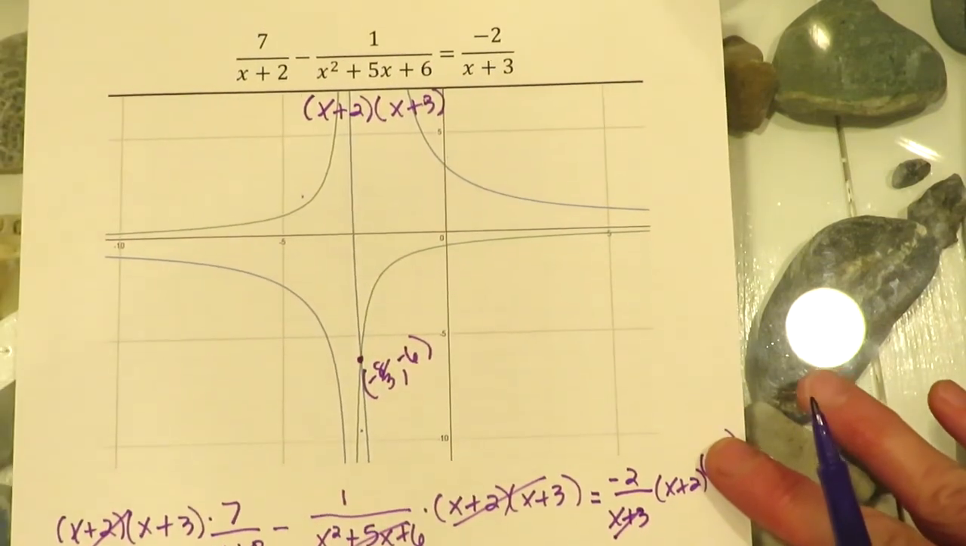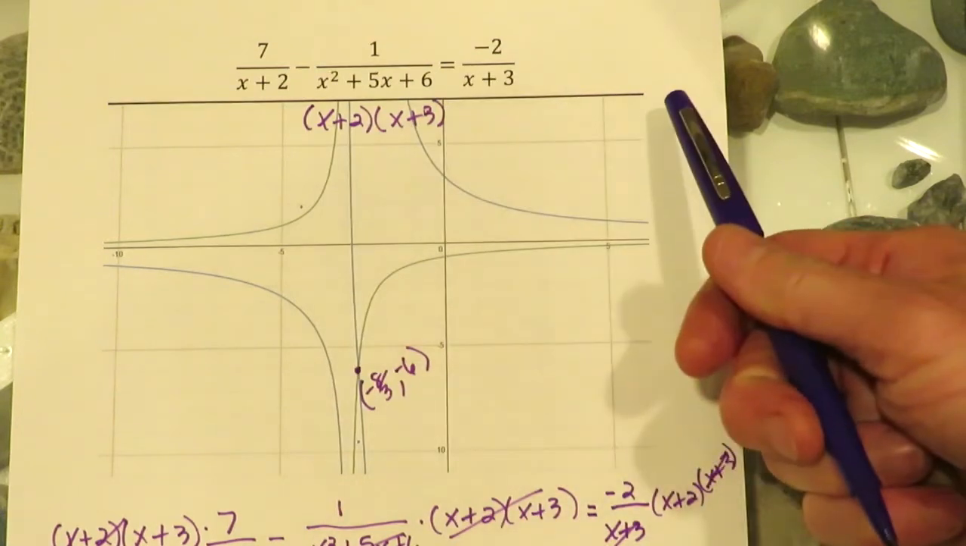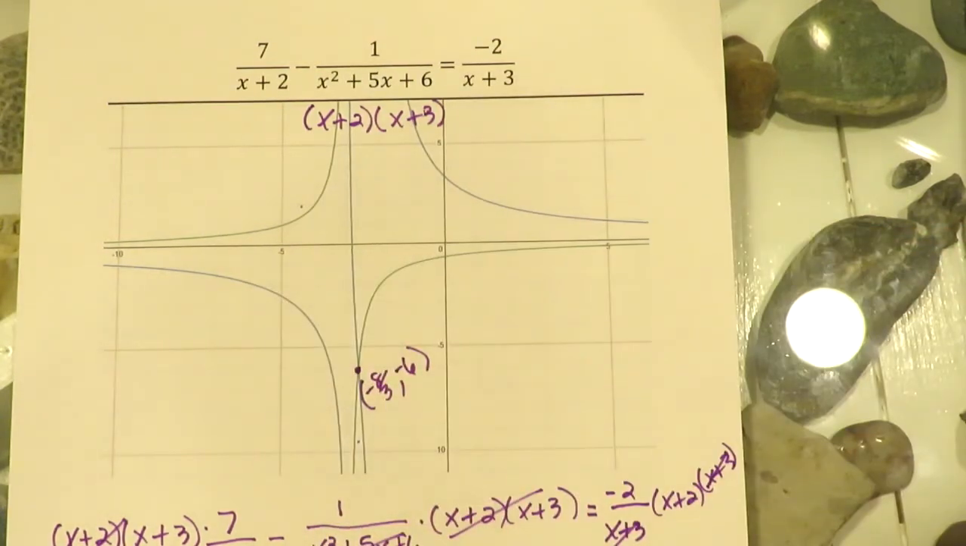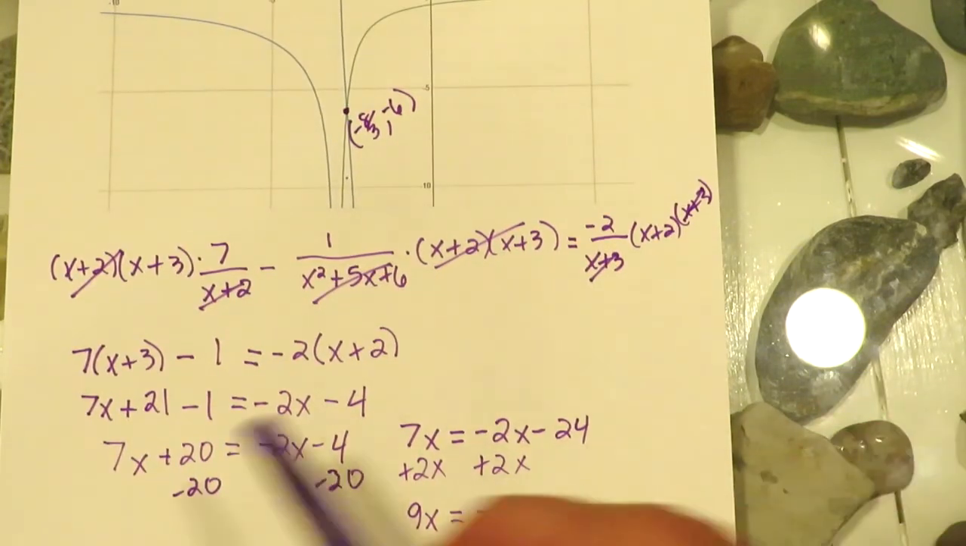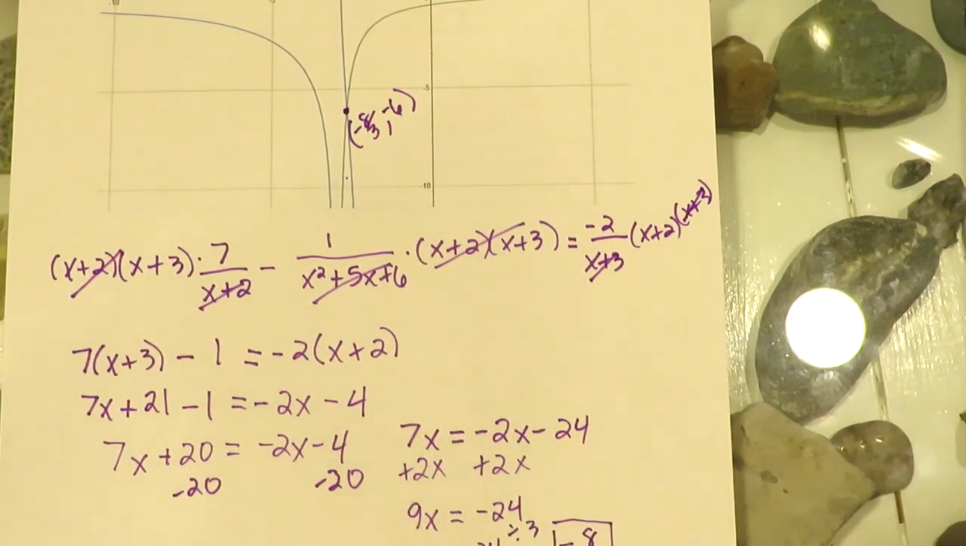All right, so again, if you're dealing with denominators, get rid of those denominators by multiplying both sides of the equation by the common denominator. And when you do, it will clean it up quite a bit. And in this case, that certainly was true.